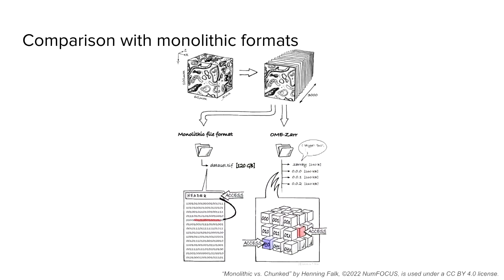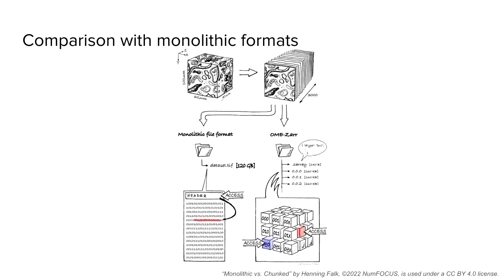So this is a nice figure that was provided by Henning Falk for the ZARR community, which I think really breaks down how ZARR differs from these different monolithic formats. It also contextualizes it in the form of bioimaging data, which is nice. On the upper left, we have some 3D volume that is imaged and then split up into a Z stack of the separate 2D planes that make up that 3D volume.